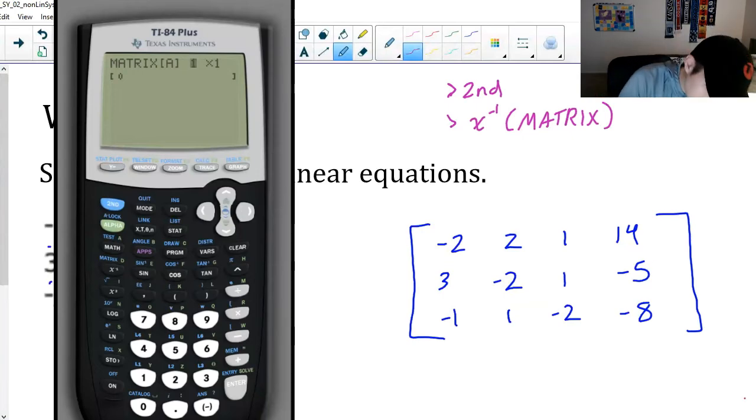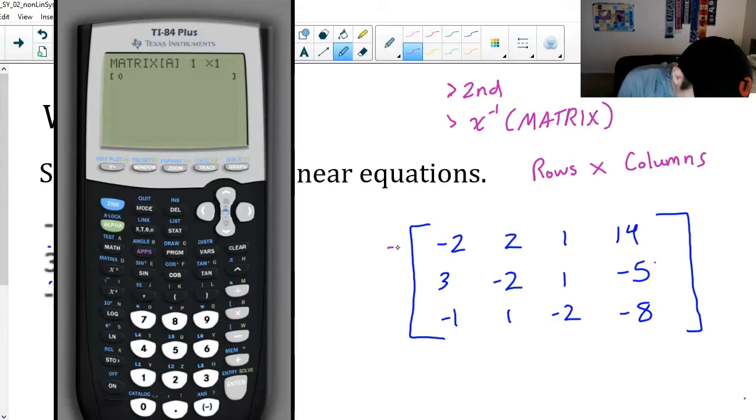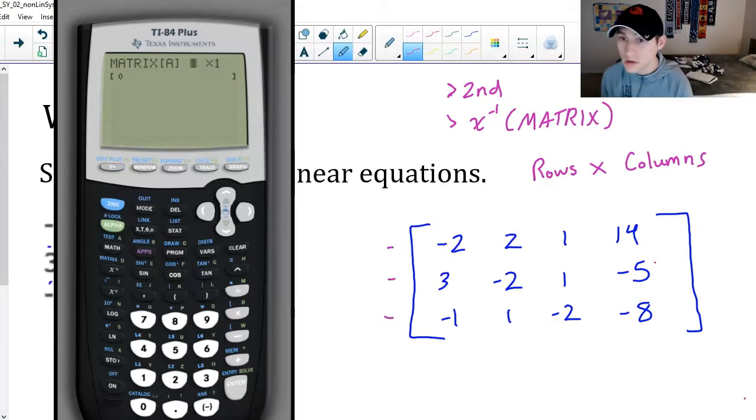Okay, what that is asking for is it wants to know how many rows are there in this matrix and how many columns. Well, rows go across, columns go up and down. So looking at the rows, there's 1, 2, 3 rows. So I'm going to put a 3 there and click enter.